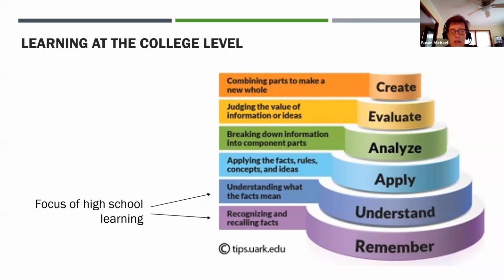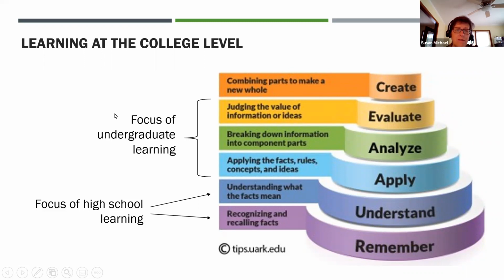Now make no mistake, if you want to learn something to a higher level, you have to remember and understand things. At the college level, we generally ask students to learn at a higher level. In most science courses, we ask students to apply or analyze or evaluate scientific information, not just understand and remember it. Let me just give you an example.